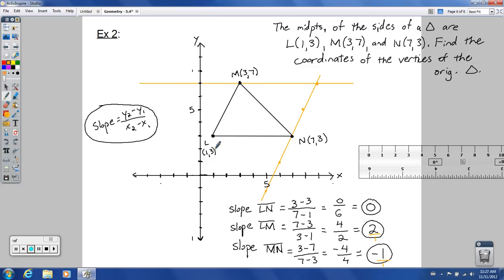So you're going to go down 1. That's negative 1 over right 1, which would be positive 1. Keep that pattern going. Down 1, right 1. Down 1, right 1. Down 1, right 1. We got another point right there. There it is. Okay, so that matched up there.